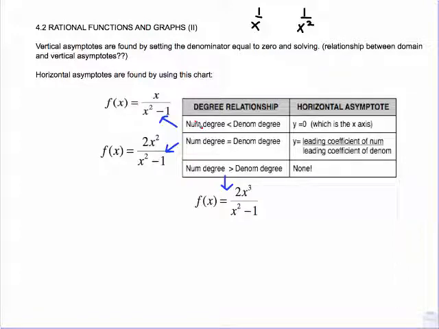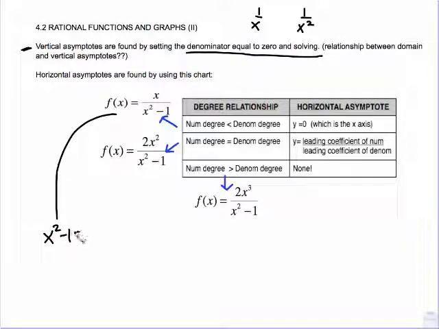So the first thing we want to look for is any asymptotes. Vertical asymptotes are very easy to find. They are found by setting the denominator equal to 0 and solving. So if we take this one right here, I set that denominator equal to 0 and I solve. The reason I set the denominator equal to 0 is you're not allowed to have 0 in the denominator.